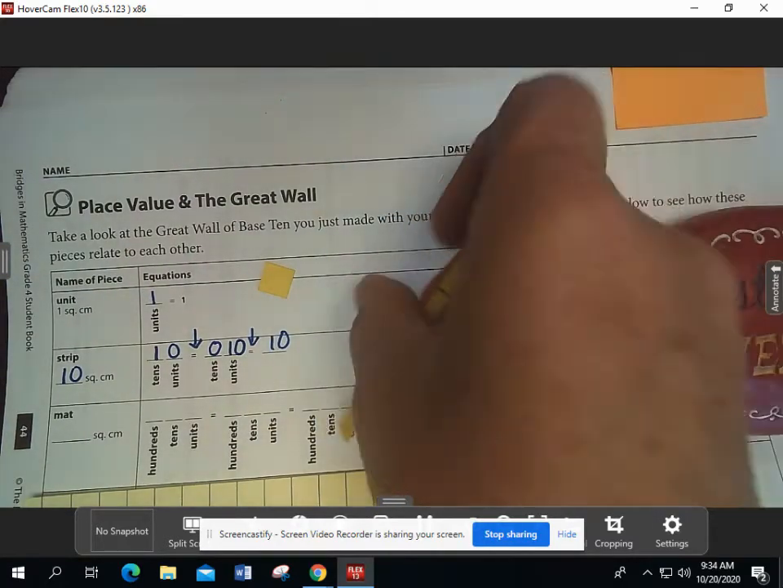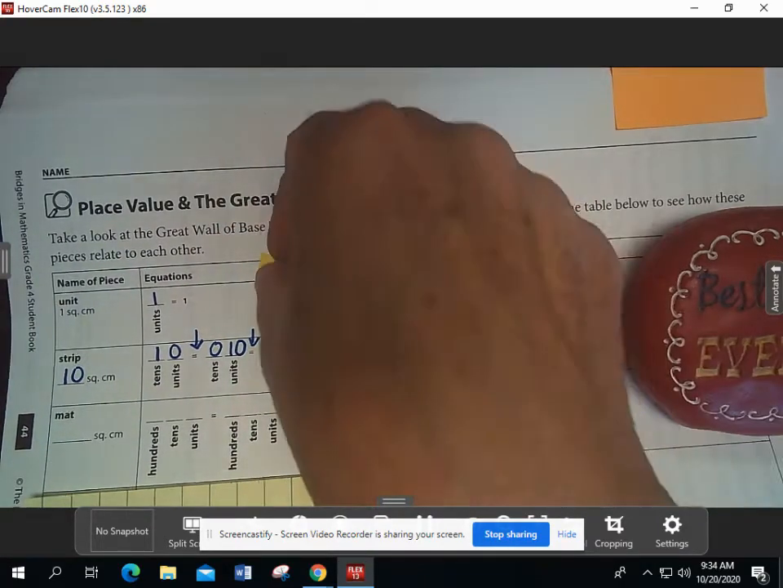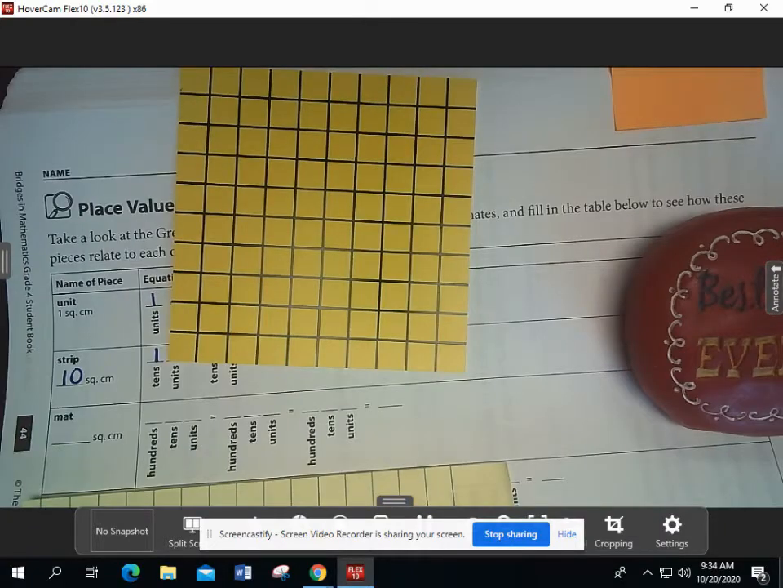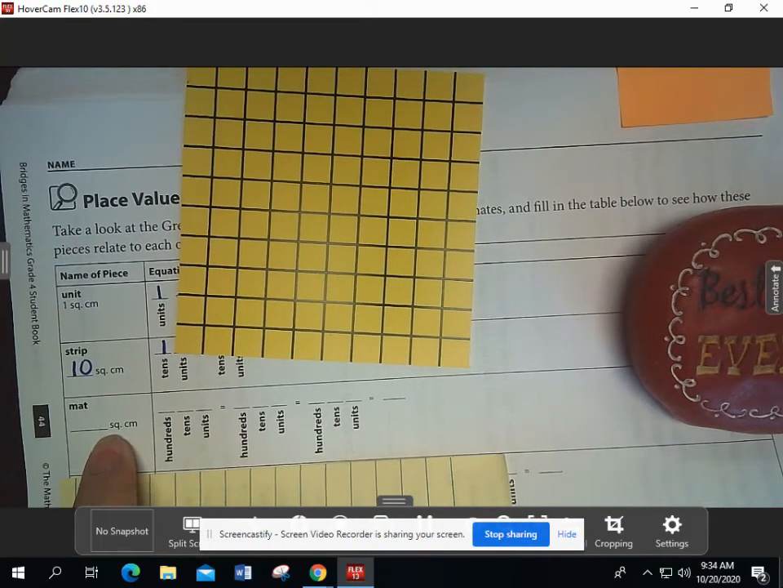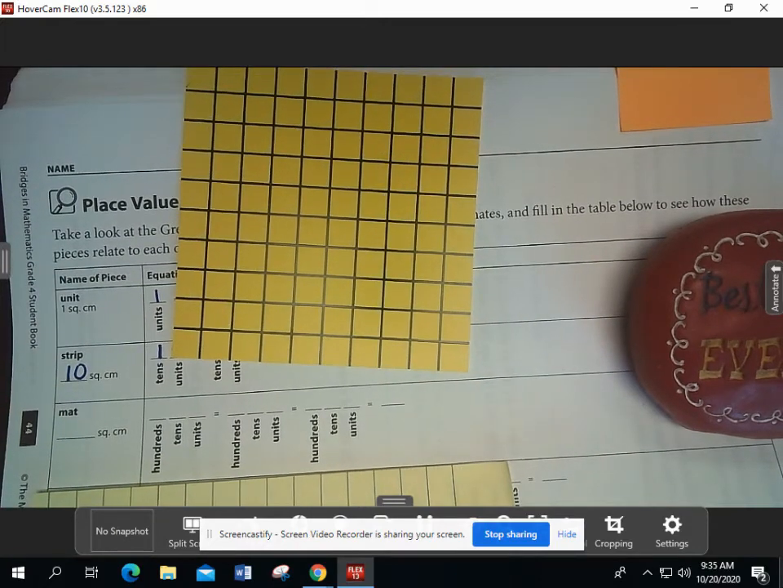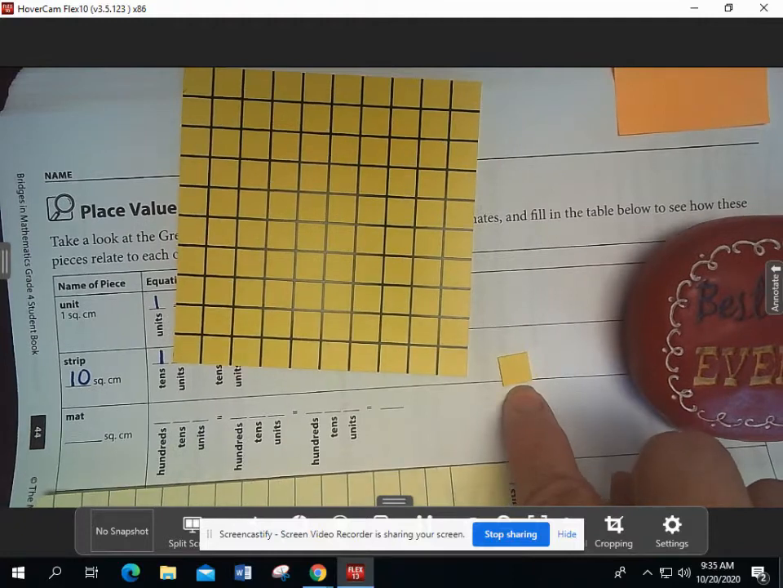This is called a strip. Or we can look on this side and we can see all the pieces glued together to make a strip. This is called a mat. When we think about that thing, do you see where it says SQCM? What do you think SQCM means? Tucker? Square centimeters.